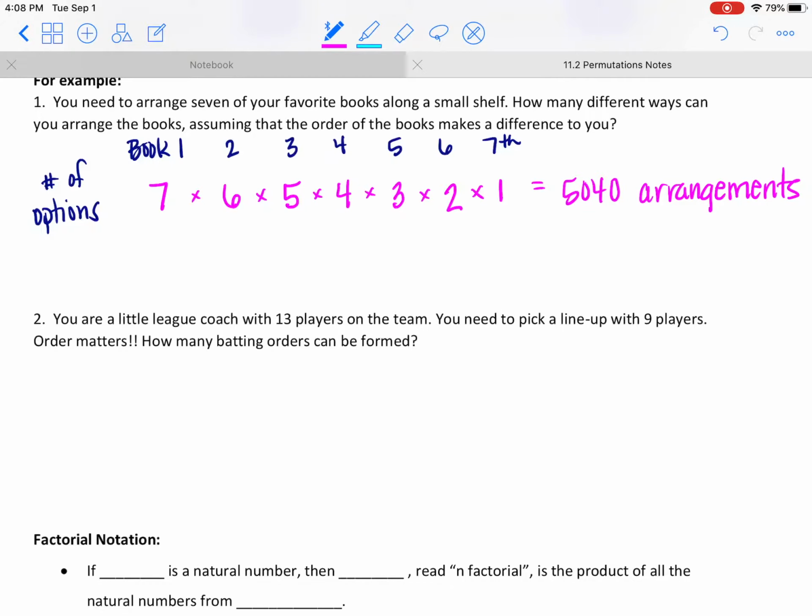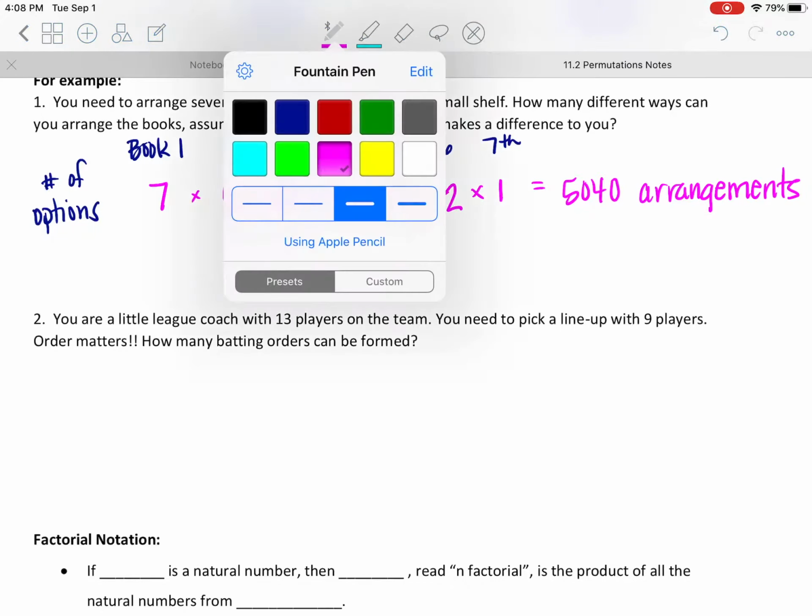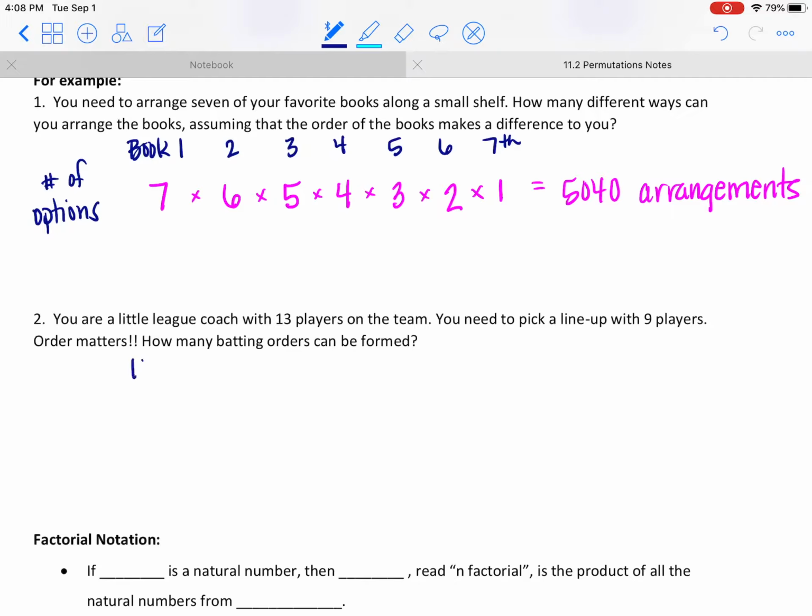How many batting orders can be formed? So what you have, again, is the first batter, and then you have the second, and the third, and the fourth, and the fifth, and the sixth, the seventh, the 8th, and all the way to the 9th batter, okay? So let's talk about the number of options for each of these batters, okay?